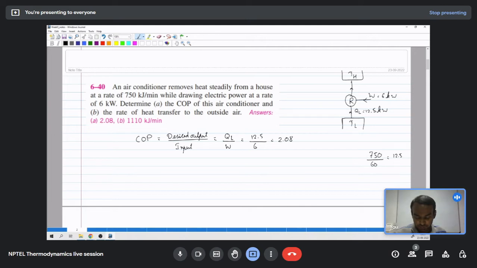Next we need to find the rate of heat transfer to the outside air. So that is QH, which is transferred to the high temperature reservoir. So applying the first law of thermodynamics, we have W is equal to QH minus QL. So QH is equal to W plus QL, and W is 6 kilowatt and QL is 12.5 kilowatt. So that means QH is equal to 18.5 kilowatt. To convert this to kilojoule per minute, we can multiply this by 60.